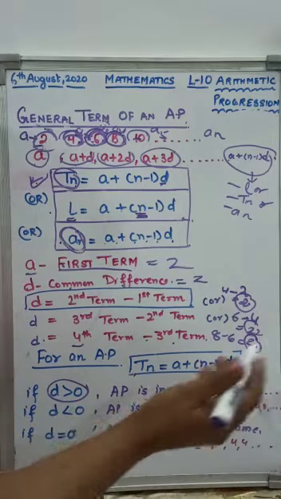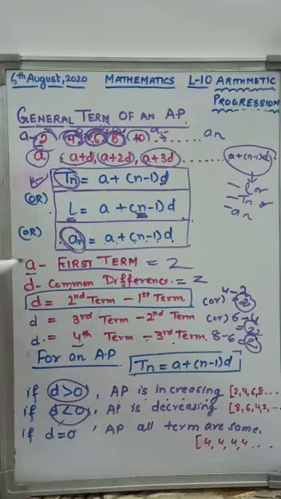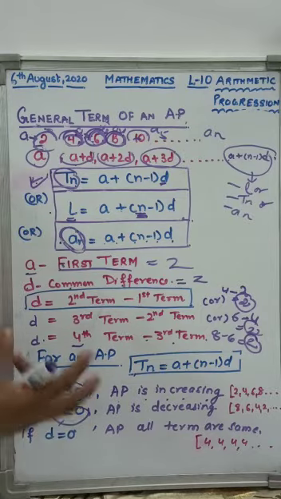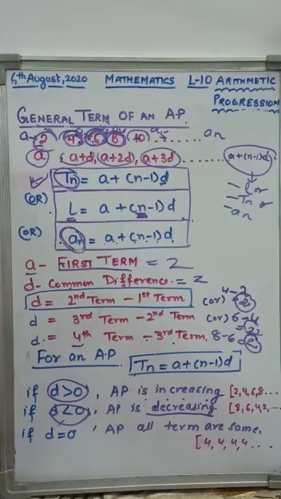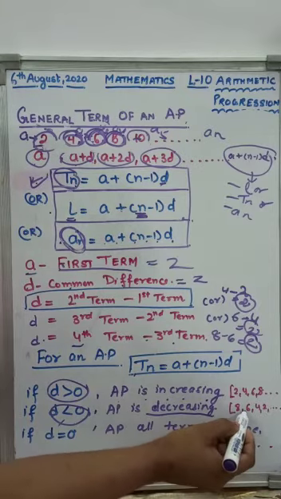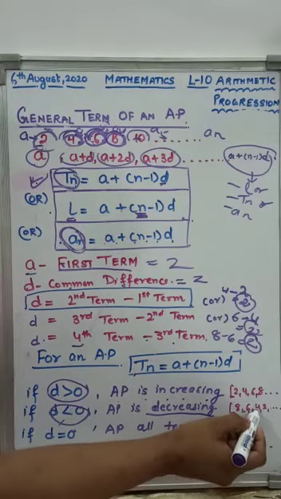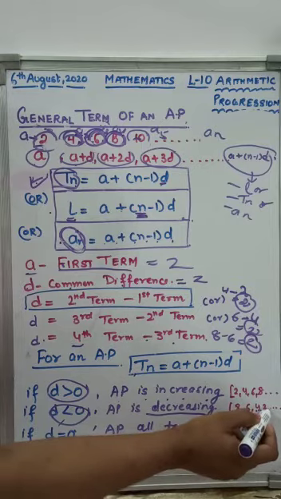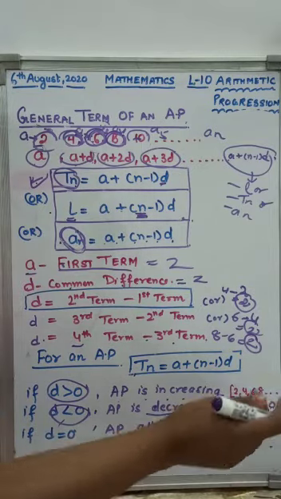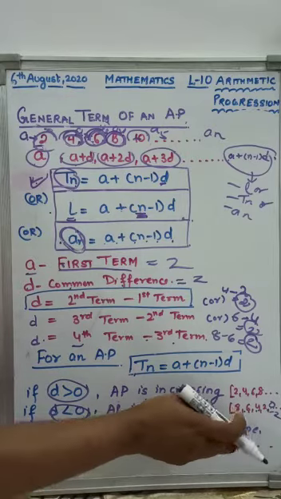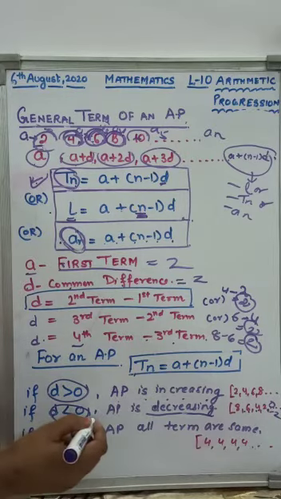It will increase. Now, if the common difference is less than 0, that means the value of common difference is -2, -3 or something, then the AP series will decrease. Like 8 minus 2 will be 6, minus 2 will be 4, minus 2 will be 2, and so on. Then it will be 0, then it will be -2. So here the AP series is decreasing when D is less than 0.